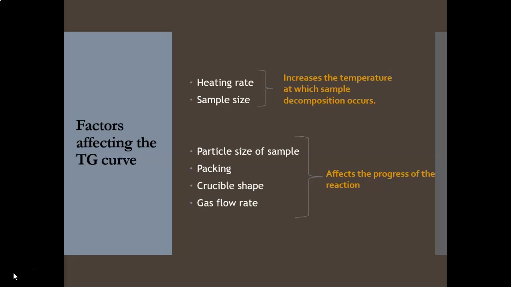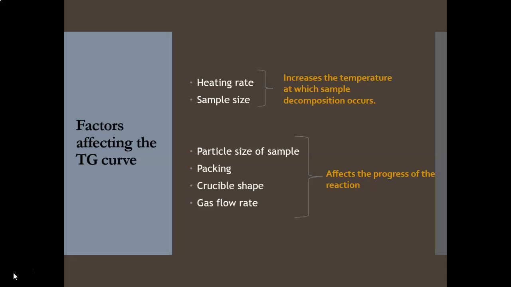Second one is the sample size. A small weight of the sample is recommended. Using a small weight will eliminate the existence of temperature gradient through the sample. Also, the particle size of the sample should be small, okay, and uniform size. The use of large particles or crystals can lead to an apparent very rapid weight loss during heating.